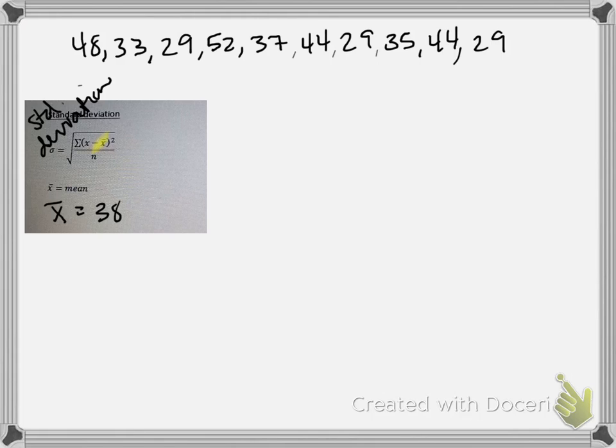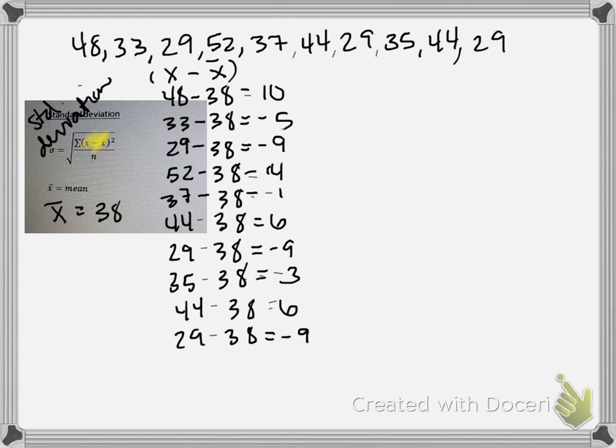So that's this part right here, this x minus x bar. So let's do that. So here we go. It's going to be a process. 48 minus 38, that's 10. 33 minus 38, that's negative 5. Okay, so I've found every piece of data in the data set minus the mean, 38. So I've done this. Okay.